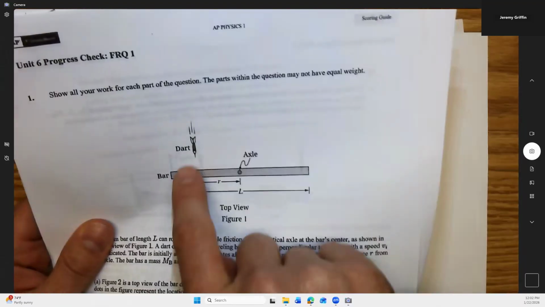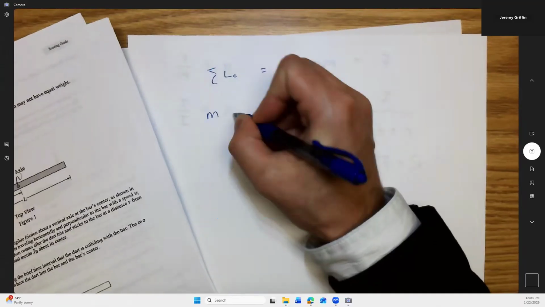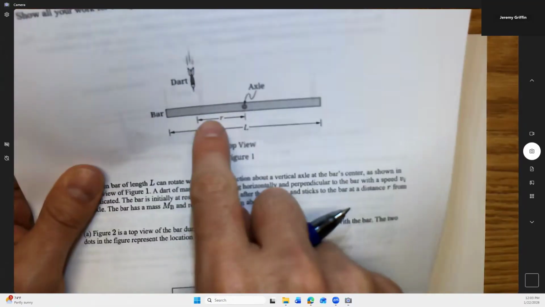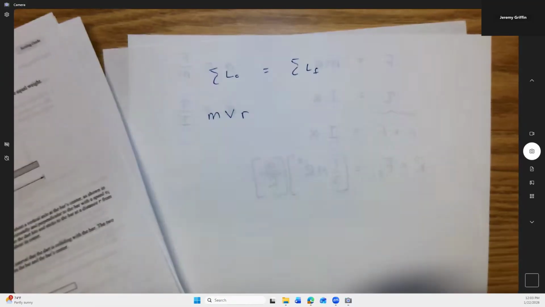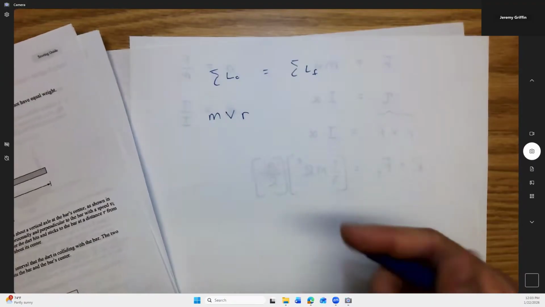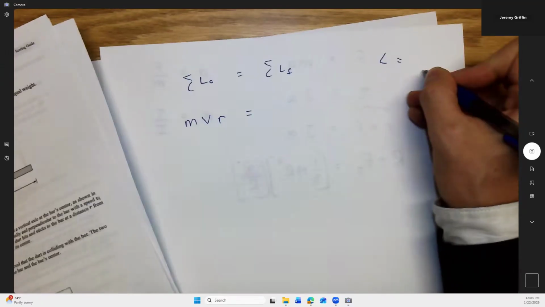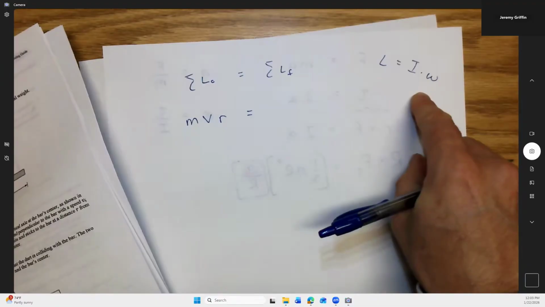Guys, what's the angular momentum of a dart moving in a straight line? Mass of the dart times velocity of the dart, that's linear momentum, times this radial distance r. You guys see this little r right here? So mvr. That's the source of all the angular momentum. But another way to express angular momentum is what times what? Yeah, I times omega. Isn't that true? L equals I omega.